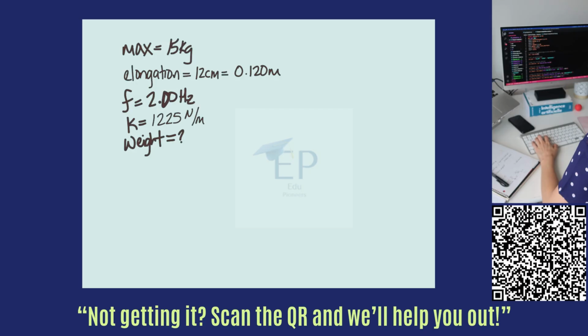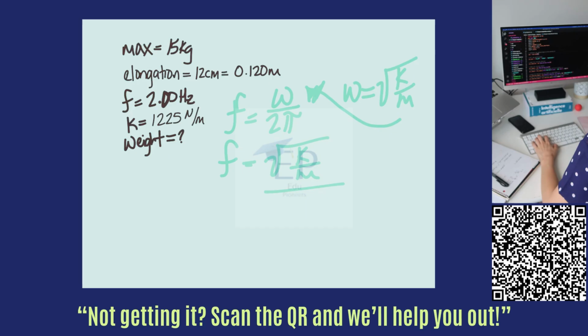Okay, and so the second part we're asked to figure out is the weight of the object. And so for this, we're going to use the equation frequency equals omega over 2 pi. Now, we don't know our omega, but we can substitute in omega equals the square root of k over m. We can substitute this in here for our omega, which will then give us the equation frequency equals the square root of k divided by m, all divided by 2 pi.